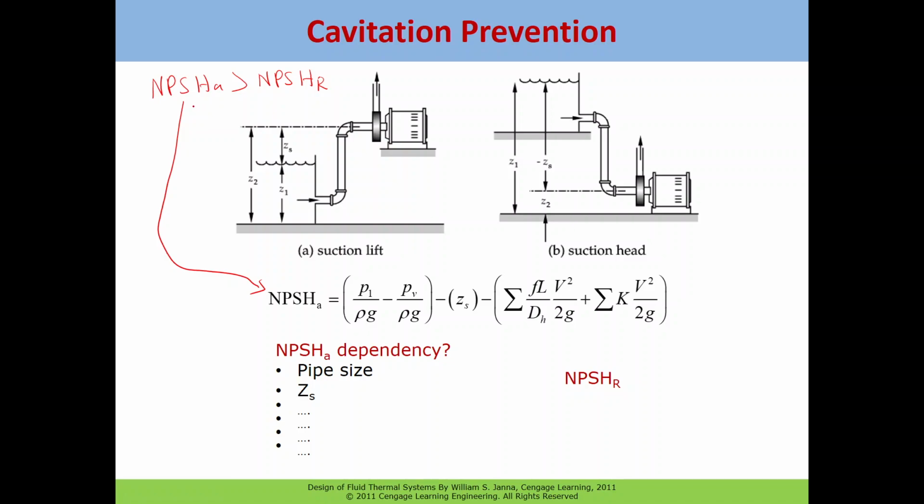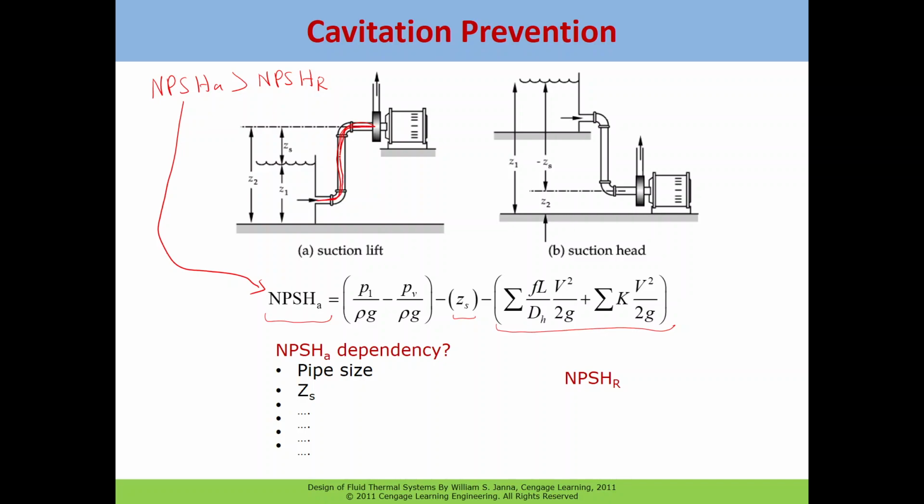So in case the net positive suction head available is not enough, what should we do to make it more than the net positive suction head required to avoid cavitation? What are the quantities that can increase this value? You see that this entire term is with a negative sign, and this is also with a negative sign. So first of all, you have to reduce the friction losses and minor losses from the suction line.